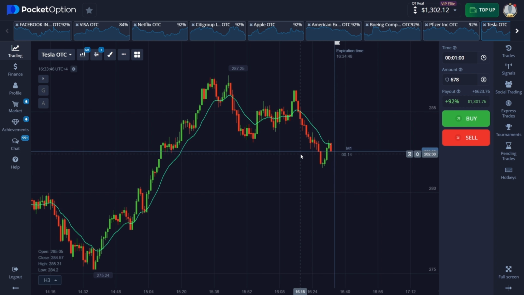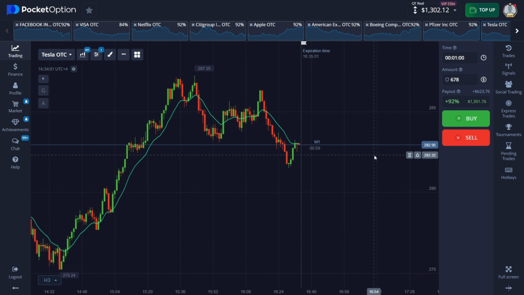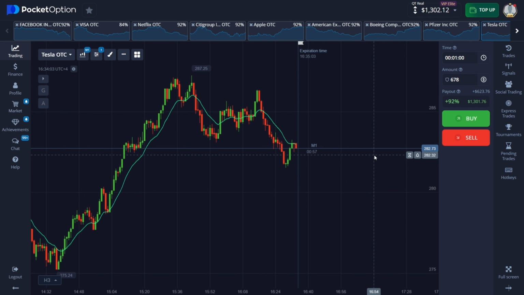As you can see on Tesla OTC, the candle turned red exactly at the level, which confirms our trade. We've already made a good profit starting with just $50. We now have $1,302, which is a great amount. So we'll stop here. I hope you guys enjoyed the video and learned something new about this indicator.